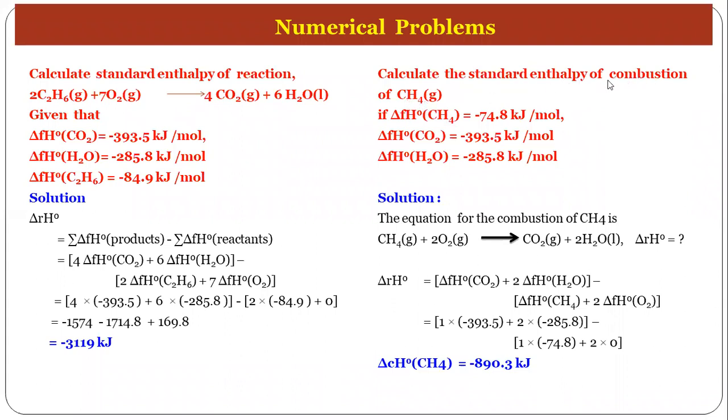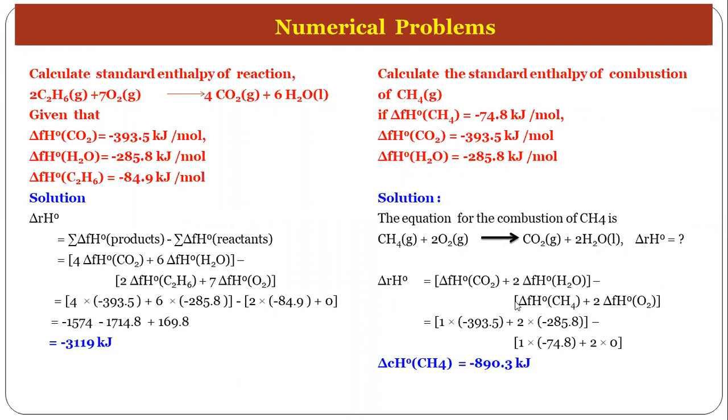Here, combustion of CH4, we have to first write this reaction. When CH4, meaning methane, undergoes combustion, it gives carbon dioxide plus water. So CH4 plus 2 O2 gives CO2 gaseous plus 2 H2O. We have to balance the equation. For writing this equation, 1 mark is kept because other steps are very easy.